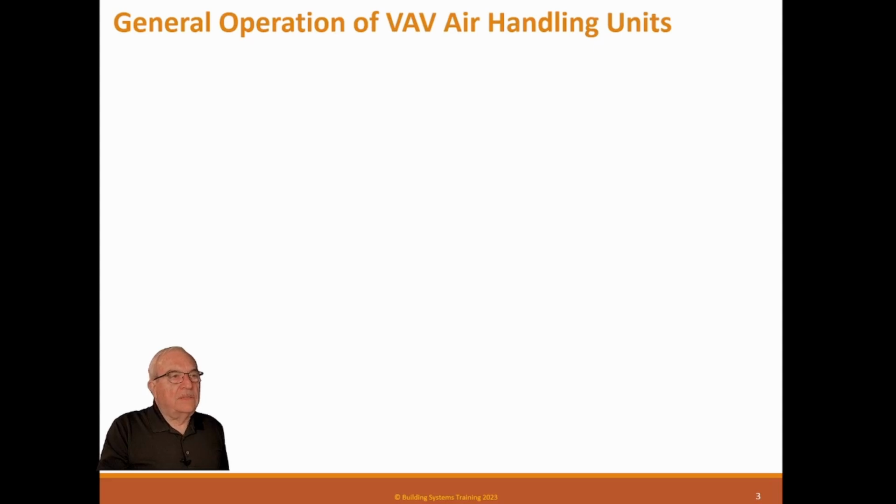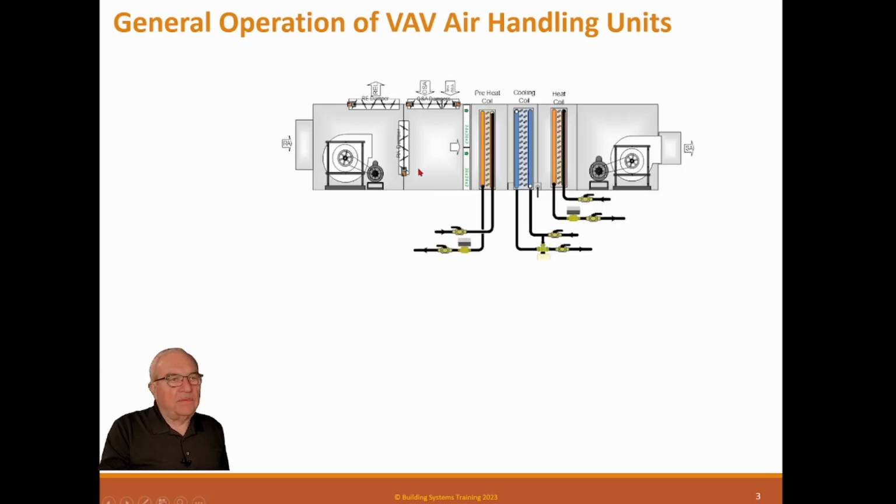All right, so now we're going to get into the general operation of the VAV air handling units. All right, this is a typical VAV air handler. Of course, air handlers can come in any kind of configuration, as you learn going through the constant volume or basic system video. So this shows a normal draw-through arrangement with a supply fan and return fan and a full economizer section. Doesn't have to have that, but it might.